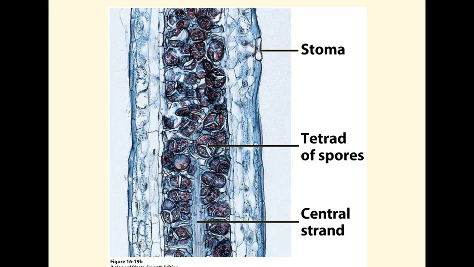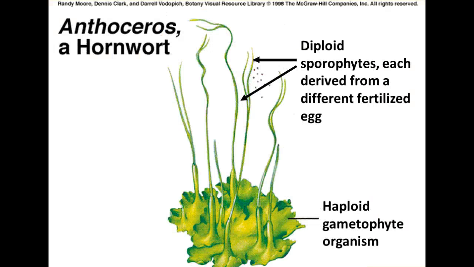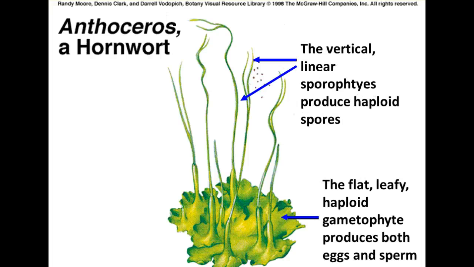And then there's something called the central strand, which basically holds a lot of those together. And it also facilitates the splitting of that sporophyte. So they're derived from a fertilized egg. So each one is from a different egg. And the bottom is haploid.